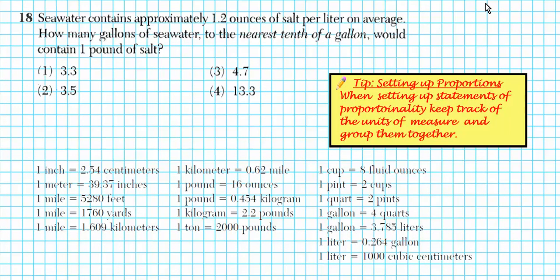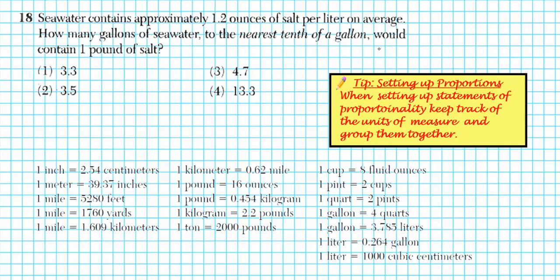Alright, let's take a look at question 18. It says seawater contains approximately 1.2 ounces of salt per liter on average. How many gallons of seawater to the nearest tenth of a gallon would contain 1 pound of salt? Okay, so this problem involves setting up proportions. One tip concerning setting up proportions that have units is that you always want to keep track of your units when setting up your proportions and keep them grouped together.